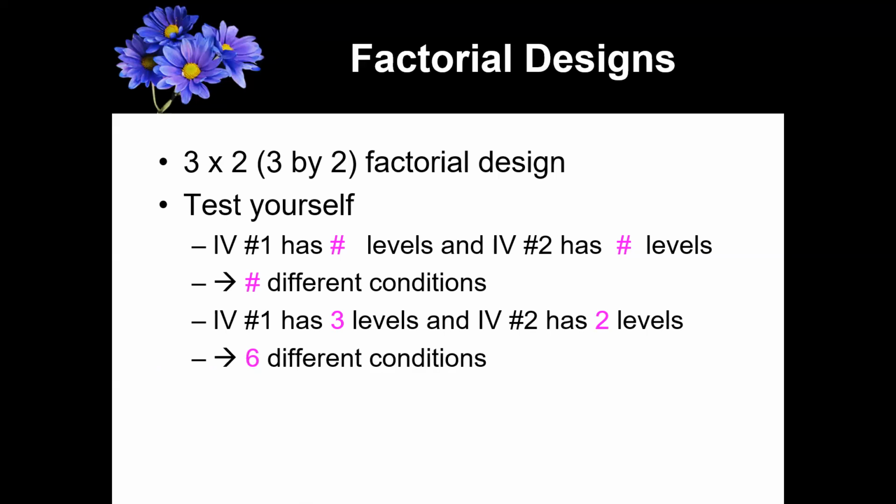Okay. So again, to summarize, we have two independent variables here because of these two numbers. The first variable has 3 levels, meaning 3 conditions. The other one has 2. And 3 times 2 is 6. That means 6 different conditions.